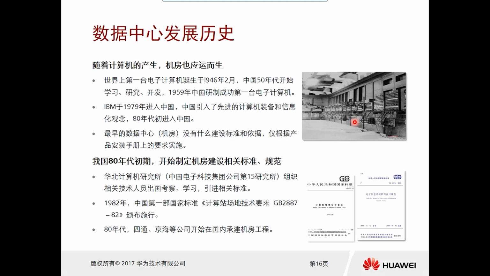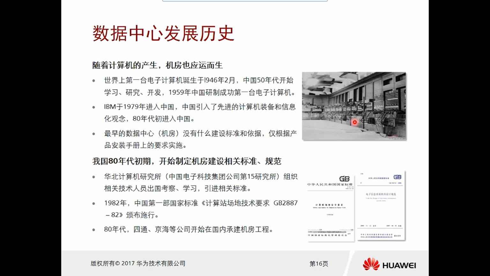We just briefly discussed the birth of our first electronic computer, right? In 1956, China also developed the first electronic computer. IBM entered China in 1979, so China has also introduced advanced computer equipment, and the concept of informatization entered China in the early 1980s. At that time, this data center was actually not called a data center, it was called the machine room. There were also no corresponding construction standards and bases. It was implemented solely based on the requirements of the product installation manual.